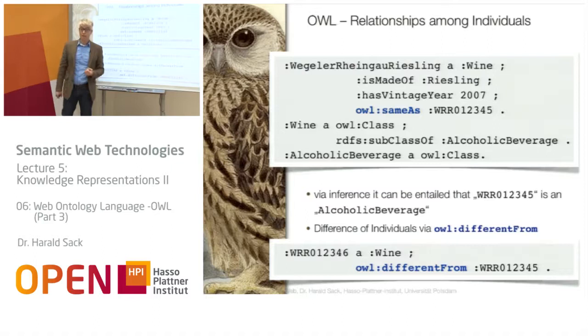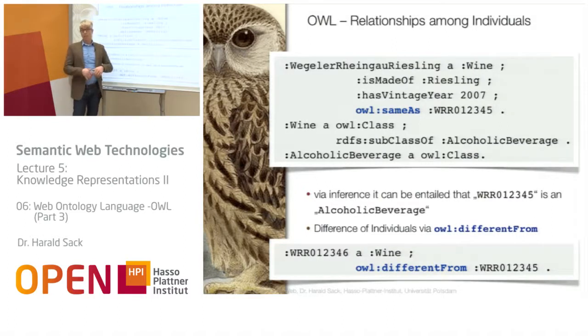On the other hand, you also can state the difference of two individuals, and you have to do that because of the open world assumption. It's always possible, if you don't do that, that two individuals are probably the same. So you can denote OWL different from, and this says that two individuals are not the same. For example, here I define another identifier as a wine. So this one, WRR012346, is also a wine, and this is different from the other one we have already defined. So we have two different sorts of wine.